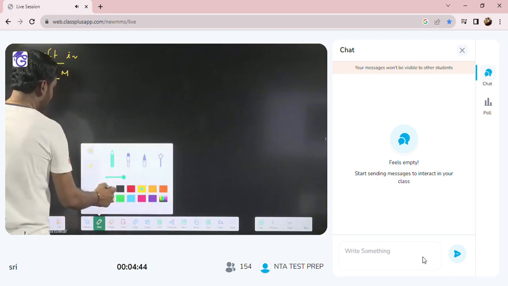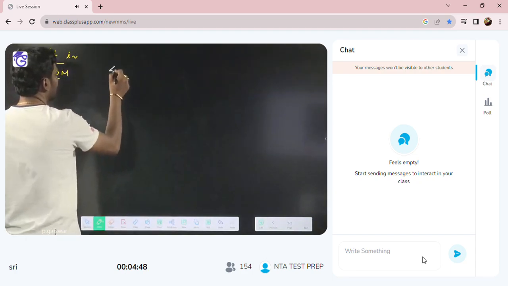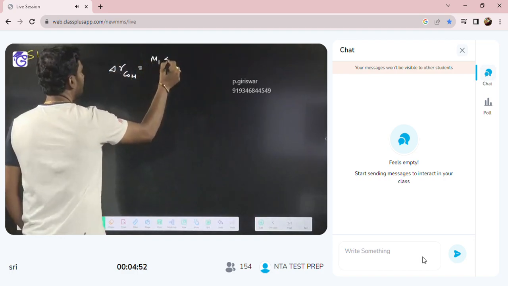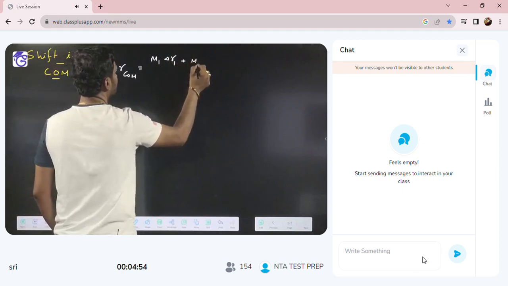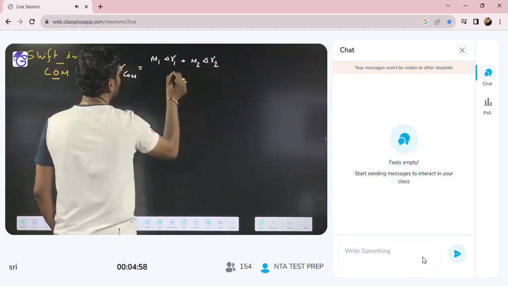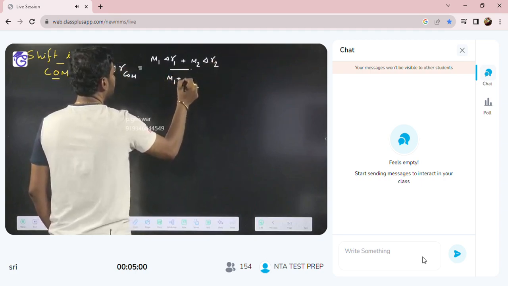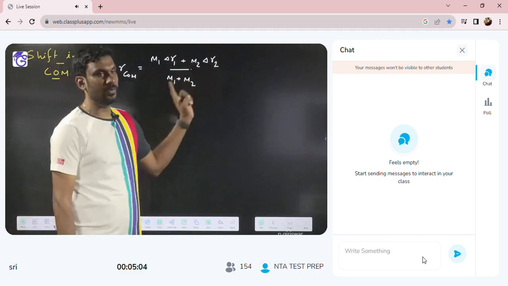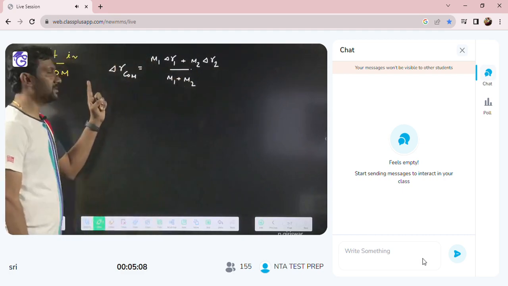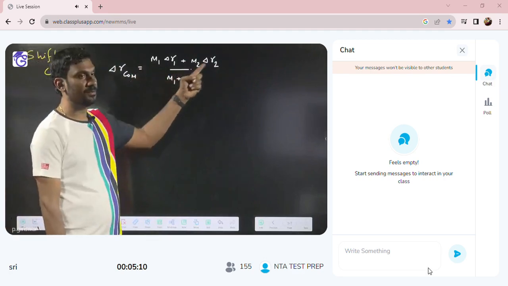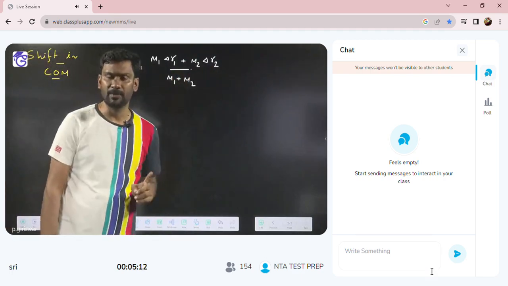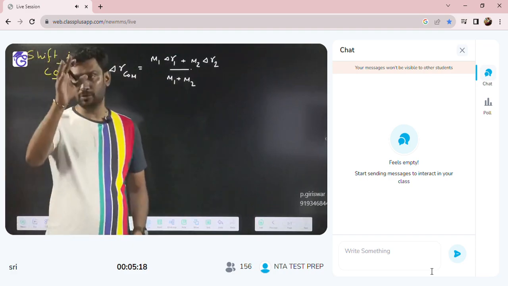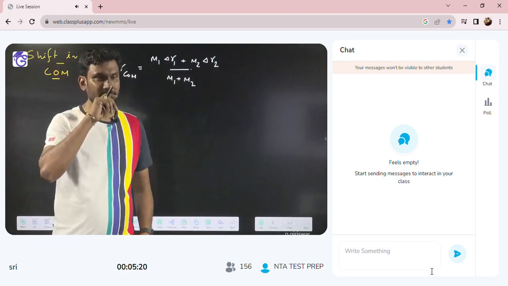First of all, shift in center of mass, delta R center of mass, is written as M1 delta R1 plus M2 delta R2 divided by M1 plus M2. R center of mass is equal to M1 R1 plus M2 R2 by M1 plus M2. Shift in center of mass, delta R center of mass, is equal to M1 delta R1 plus M2 delta R2 by M1 plus M2. We will take a few examples. First we will see the easy examples, then gradually we will go up to the good examples.